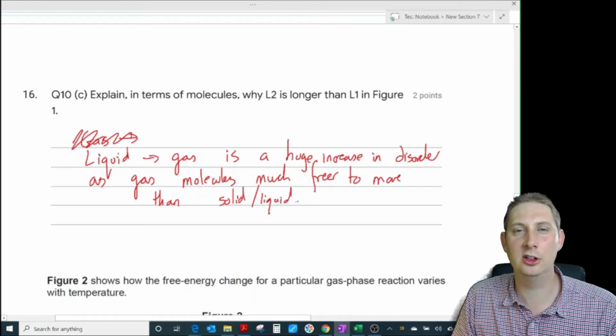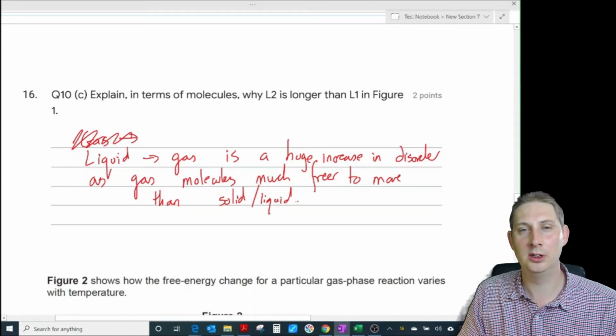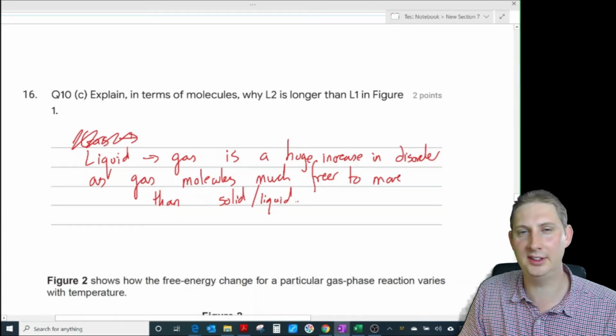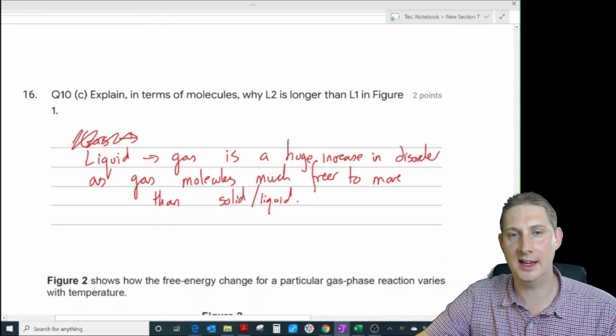And if you go back and look at the entropy of ice, water and steam, you'll see it's something like 40, 70, 200. So there's a massive increase in disorder as you get gas molecules.